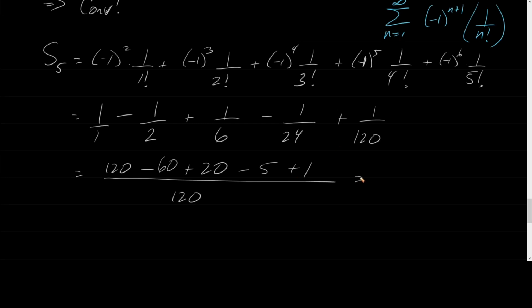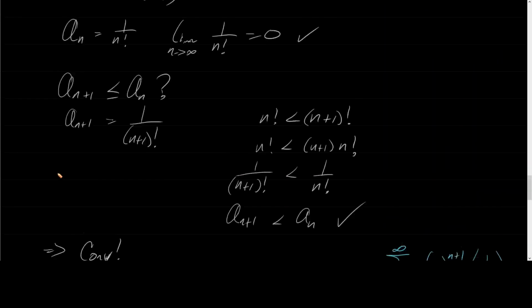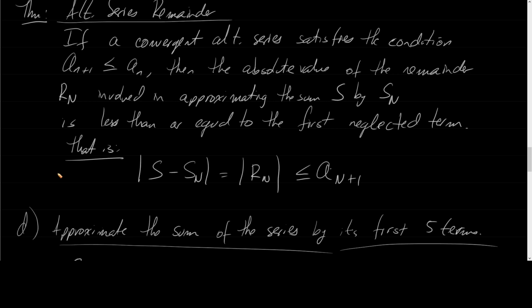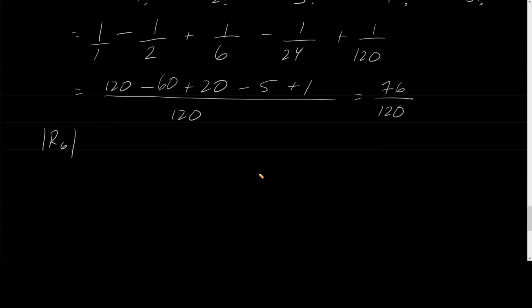And this gives me, well, 120 minus 60 plus 20 minus 5 plus 1 ends up being 76. Now 76 over 120, well, we'll just leave it as that. All right. Now, what have we found here? The remainder. Notice I'm using 6 here because I'm using the very next value, right? Actually, no, I should be using 5 there. The very next value is going to be for the other piece.